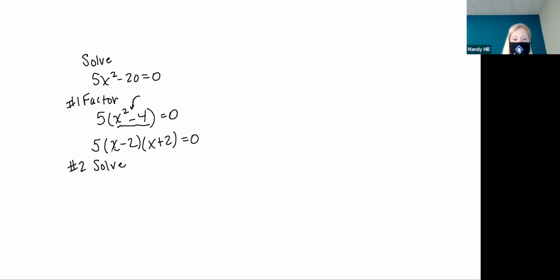You really can't do anything with this 5. When you're solving it, you can get rid of that number in the front and just figure out, well, what's x minus 2 equals 0 and what's x plus 2 equals 0. That's what you're doing when you're solving. You're setting both of these things up to be equal to 0.